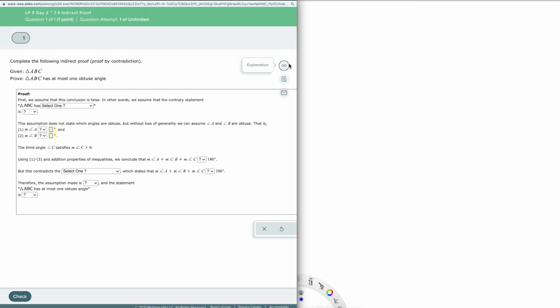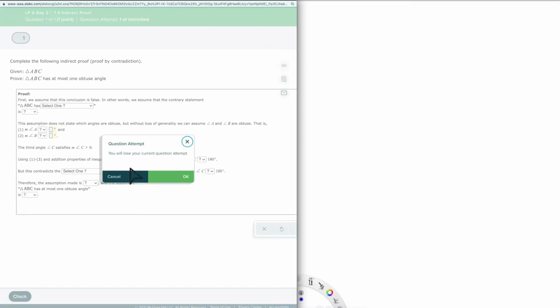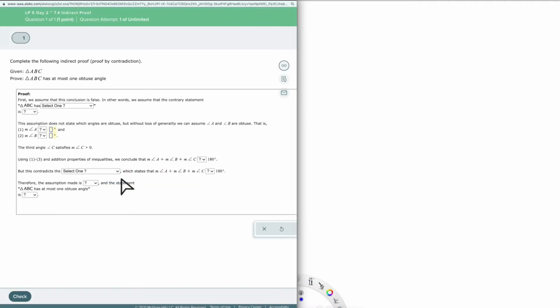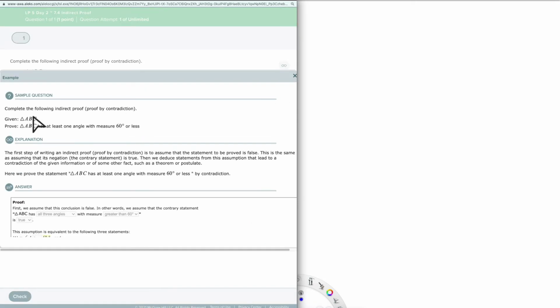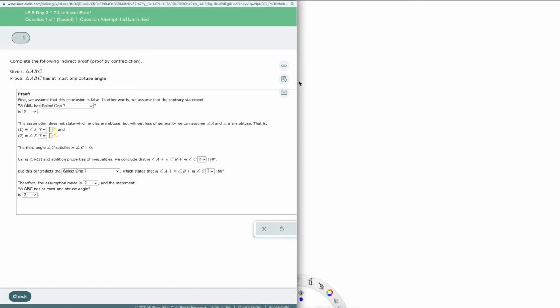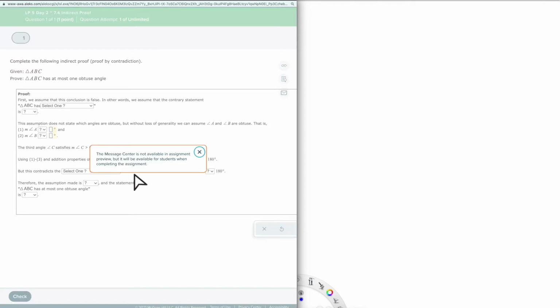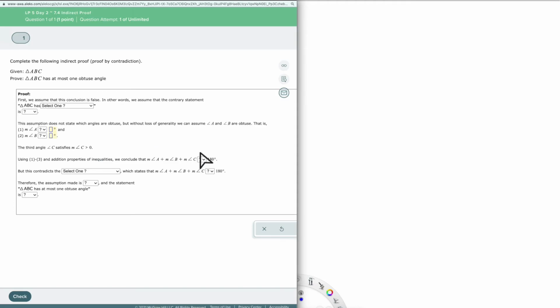On the side here, we have explanation, example, and message center. So explanation quite literally gives you the answer to the question you're looking at. So it's telling you you're going to lose your question attempt because it's going to give you the answer and then lets you come type the answer in. Example gives you an example of what it is we're working on for this topic. You can close this and you can open up a new one if you would like. And then the message center, you can message your teacher directly from here. It says it's not enabled because I'm on the teacher preview, but normally it'll open a message that you can send to your teacher with a picture of this attached so that your teacher can see where to come help you.